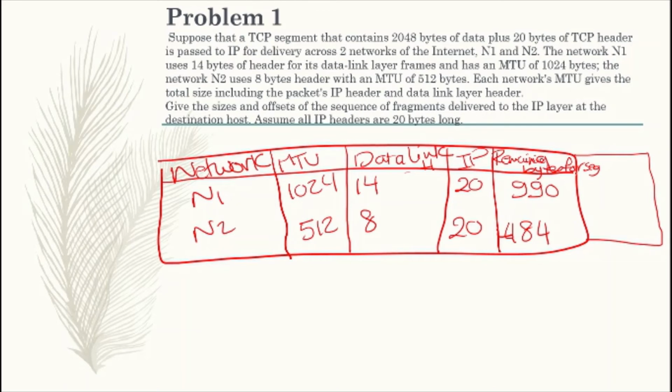Okay, as we already mentioned, since the offset should be a multiple of 8, I should get the remaining bytes for the segment that are divisible by 8. So the nearest number from the remaining bytes that is divisible by 8 over here is 984. And the nearest number over here that could be assigned for the segment size that is divisible by 8 is 480. In this column, we have the remaining bytes that are divisible by 8.